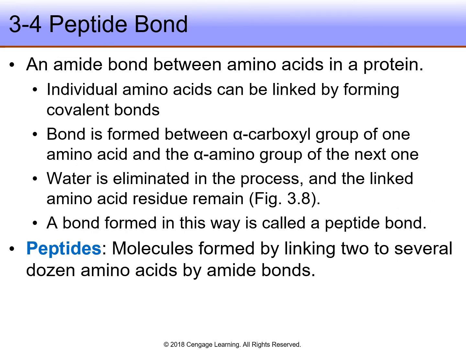Now the peptide bond is a bond which is formed between individual amino acids, where one water molecule is eliminated. It's an amide bond between amino acids in a protein.